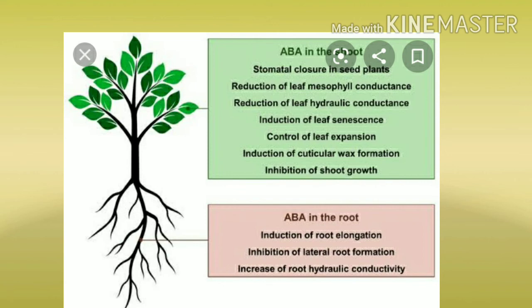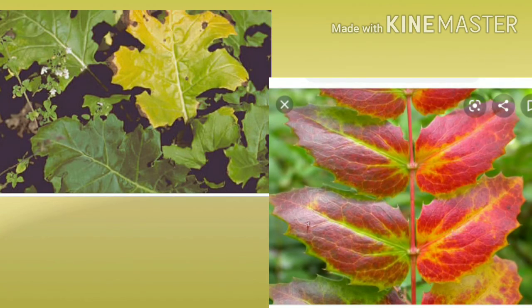And what is the role of abscisic acid in the root system? Induction of root elongation, inhibition of lateral root formation, and increase of root hydraulic conductivity. The first function of abscisic acid is that it promotes senescence in the leaves by causing the loss of chlorophyll and decreasing the rate of photosynthesis. It also inhibits the synthesis of RNA and protein.